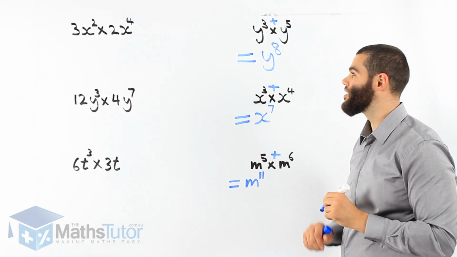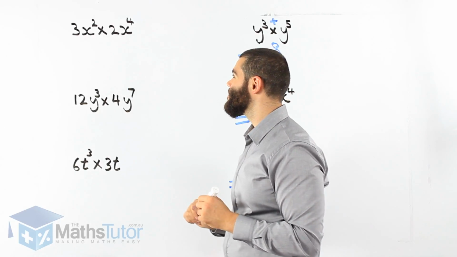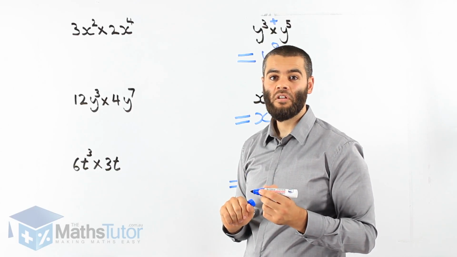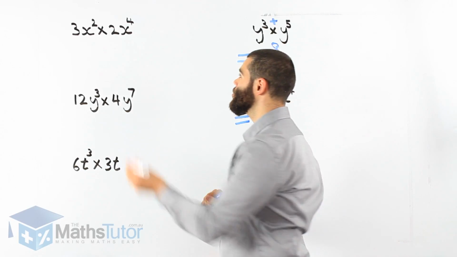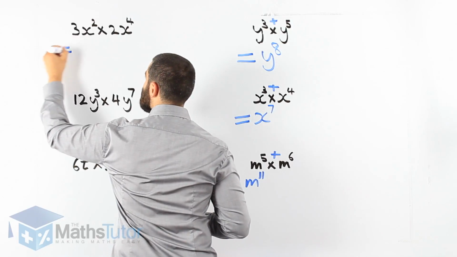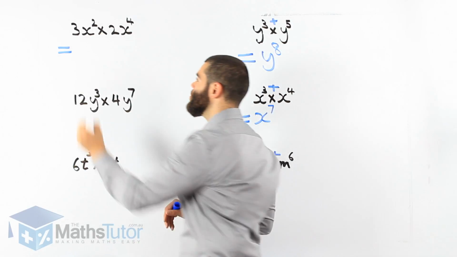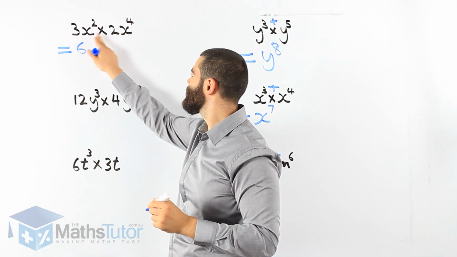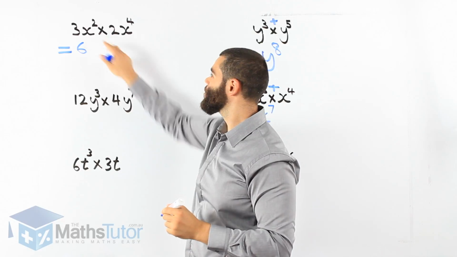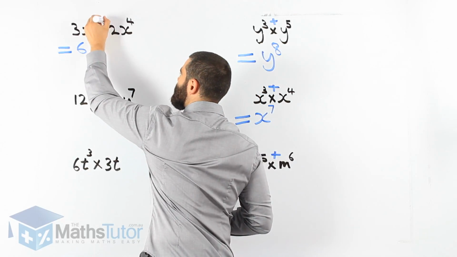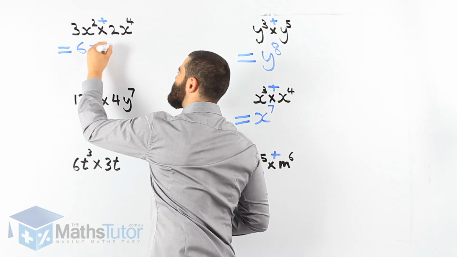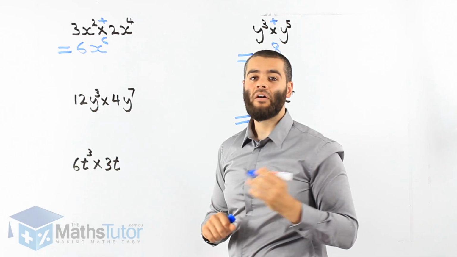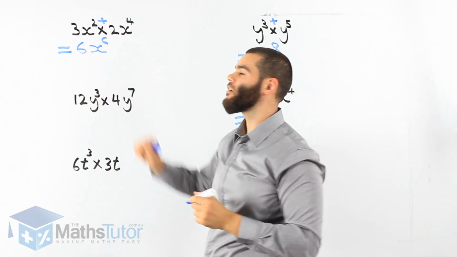Let's do some more. 3x squared times 2x to the power of 4. We have pronumerals and we have numerals. So the numerals, simple. 3 times 2, 6. Then, do we have the same base? Yes, we do. X squared, x to the power of 4. We are multiplying, so we add and we write x to the power of 6. So our answer is 6x to the power of 6.